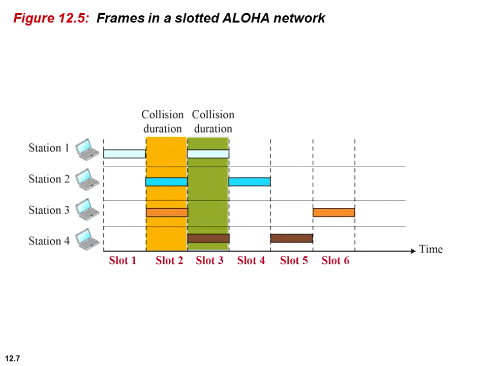So this example shows you frames in a slotted ALOHA network. Because a station is allowed to send only at the beginning of the synchronized time slot, if a station misses this moment, it must wait until the beginning of the next time slot. You can see we have time slots. These are the time slots, slot 1 until slot 6.